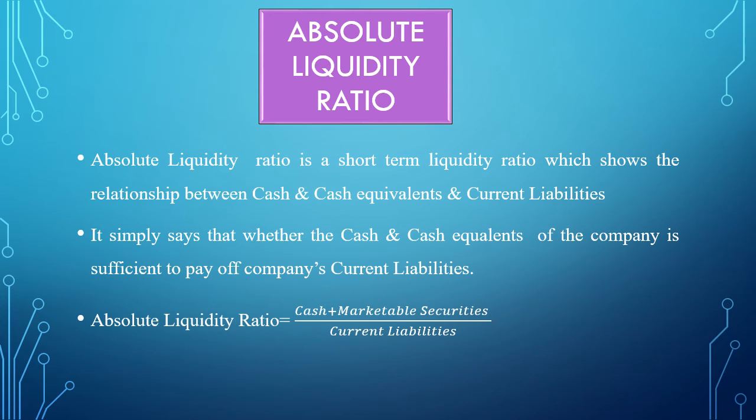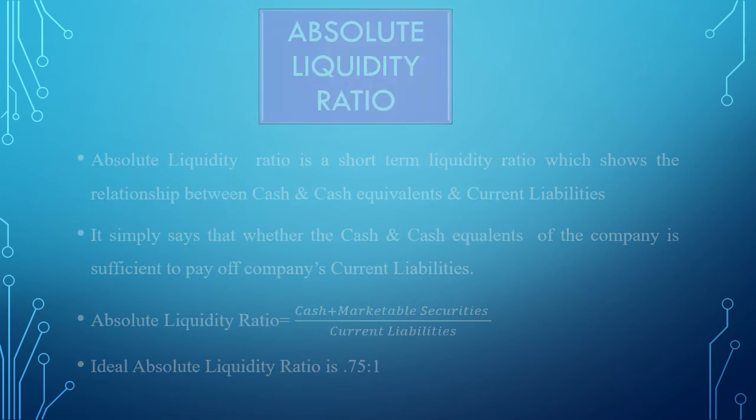So absolute liquidity ratio is equal to cash plus marketable securities divided by current liabilities. The ideal absolute liquidity ratio is 0.75:1, which means if the company has more than 0.75:1, in terms of absolute liquidity ratio, the company's short-term liquidity position is satisfactory.